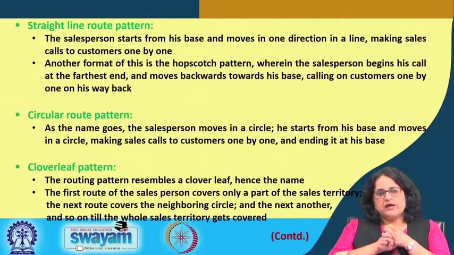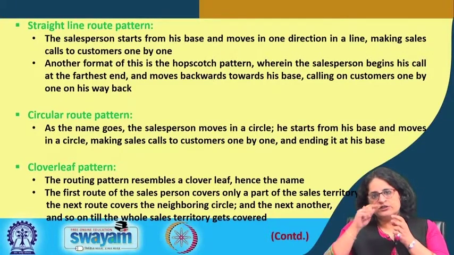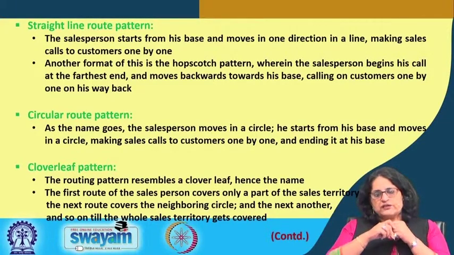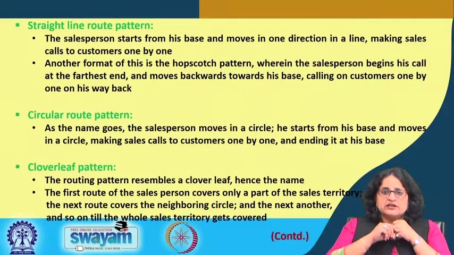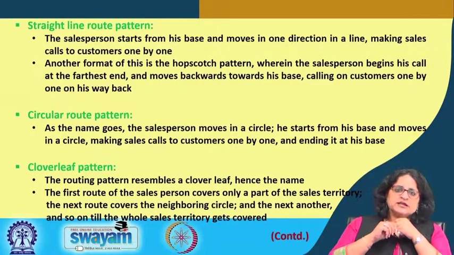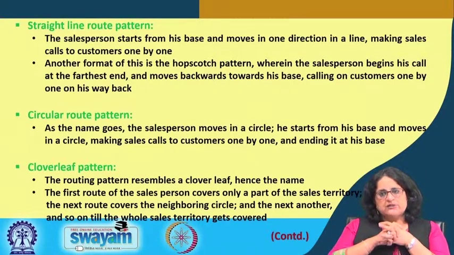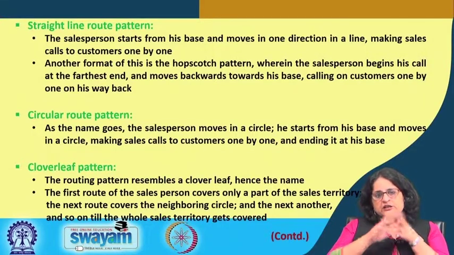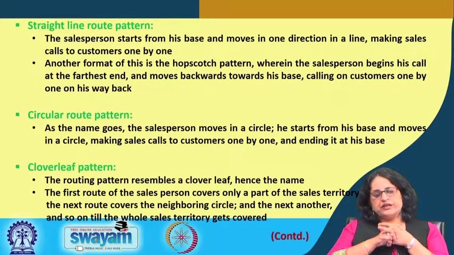But in the clover leaf, the first route of the salesperson will cover only a part of the sales territory. The next covers the neighboring circle or the neighboring wedge, and the next, so that all the other sales territories get covered. So, what is happening is that the routing pattern resembles a clover leaf, and hence the name clover leaf pattern, where the first route of the salesperson covers only a part of the sales territory, the next covers the neighboring circle, and the next another, and so on till the whole sales territory gets covered.